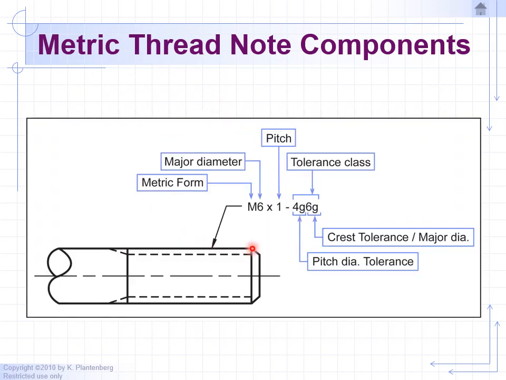Okay, so here's an example of calling out a metric thread. Again, it's in millimeters, so M is for metric form. 6, so the diameter here is 6 millimeters. And the threads are 1 millimeter apart, and that's referred to as the pitch. And again, the 4G and 6G tell us the class of tolerance, how tight the tolerance is, on the pitch diameter, and the crest and major diameter. So these are the tolerances. You can look this up on the table in the back of your textbook.